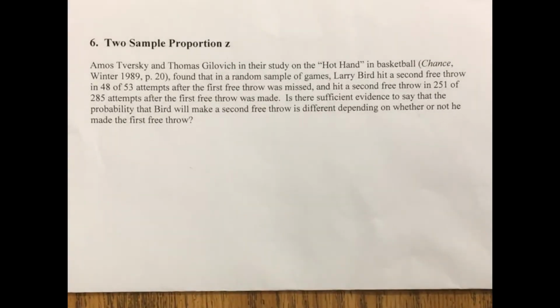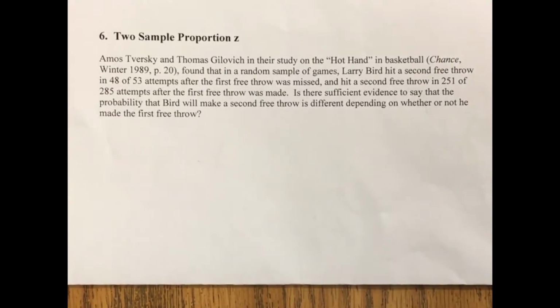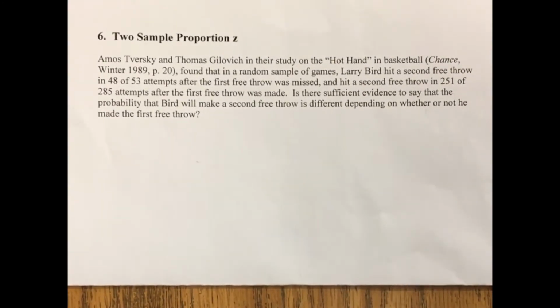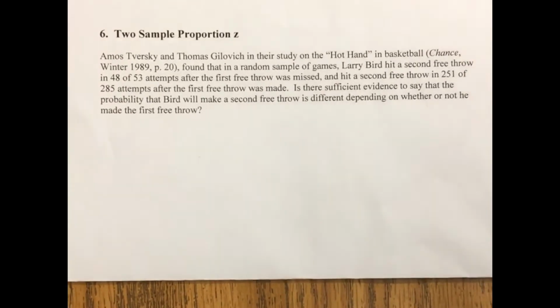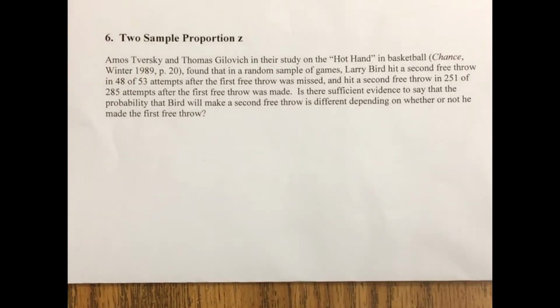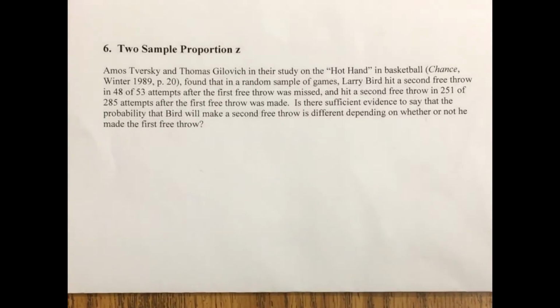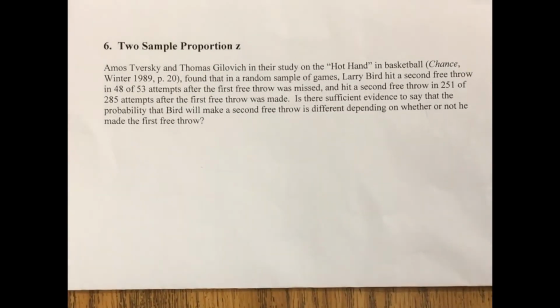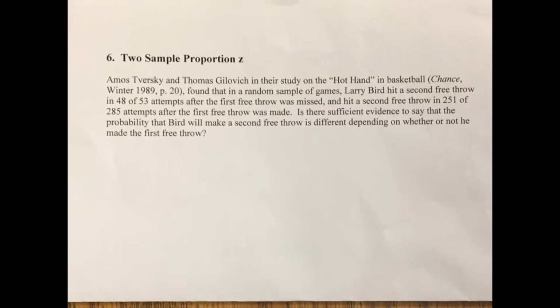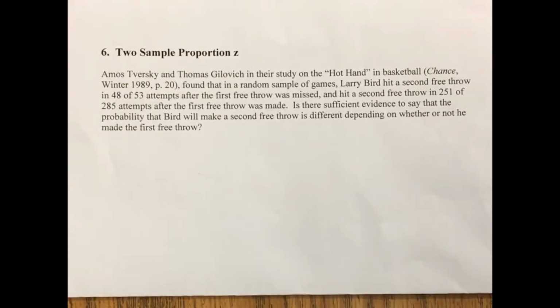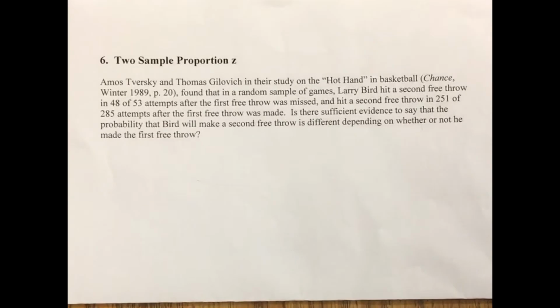Amos Tversky and Thomas Gilovich, in their study on the hot hand in basketball, found that in a random sample of games, Larry Bird hit a second free throw in 48 of 53 attempts after the first free throw was missed, and hit a second free throw in 251 of 285 attempts after the first free throw was made. Is there sufficient evidence to say that the probability that Bird will make a second free throw is different depending on whether or not he made the first free throw?